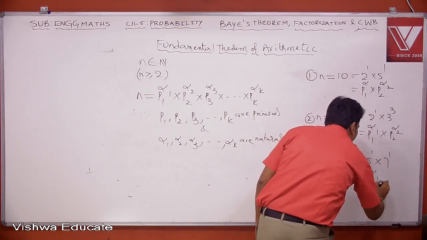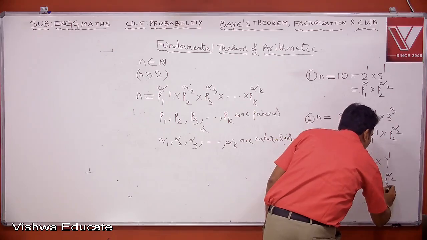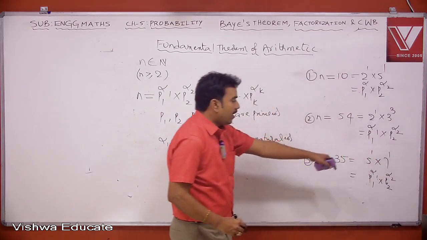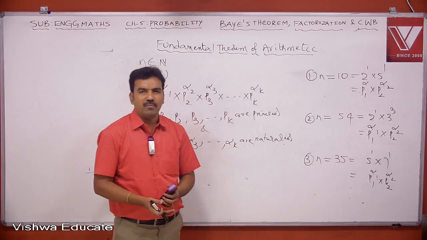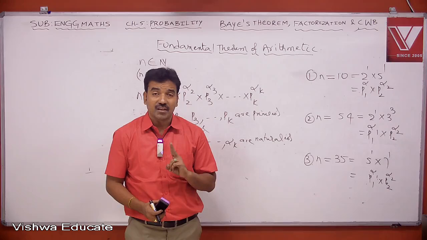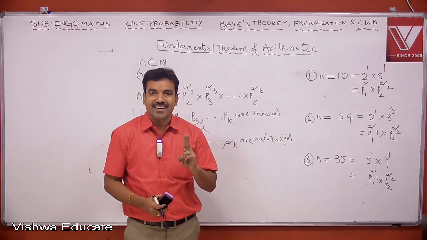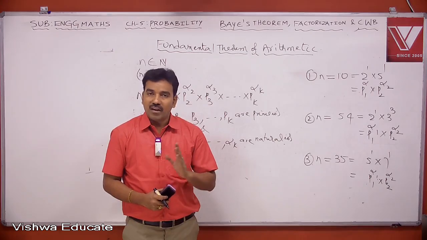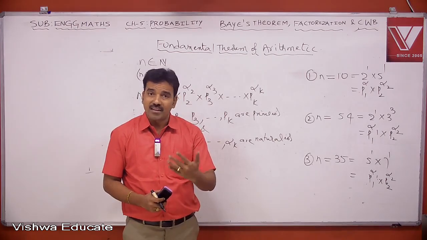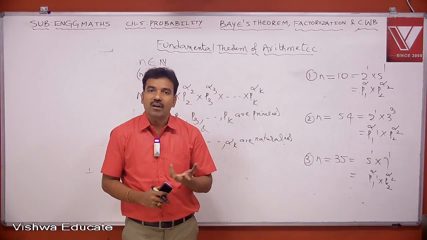This is p1 power alpha 1 cross p2 power alpha 2. So here p1 is 5 and p2 is 7. You know the meaning of prime number. A number which is divisible by exactly two numbers, 1 and itself, is called a prime number. Sorry, not 2, 1 and itself. A number which is divisible by exactly 1 and itself is called a prime number.